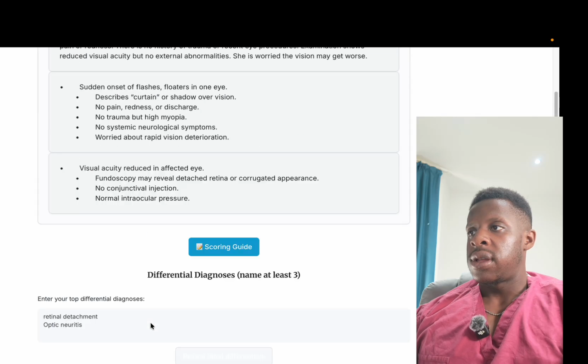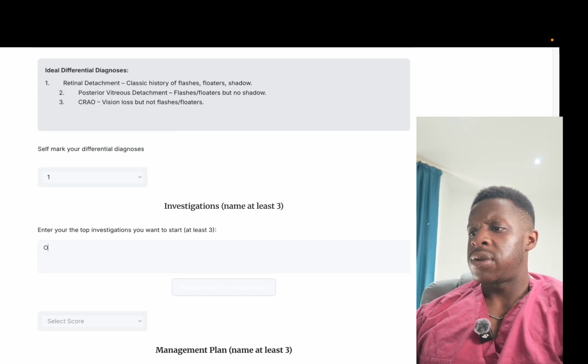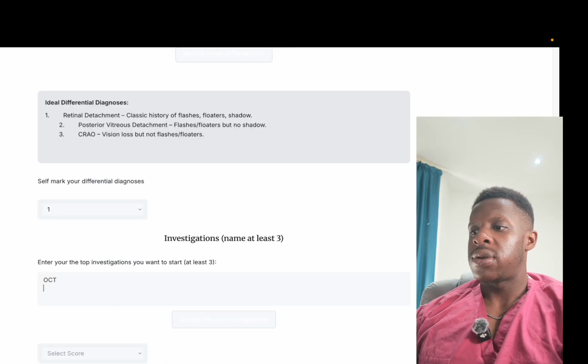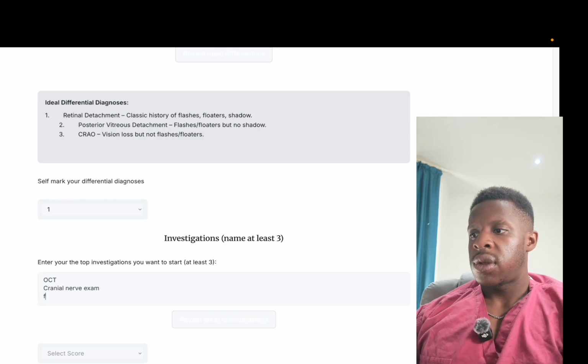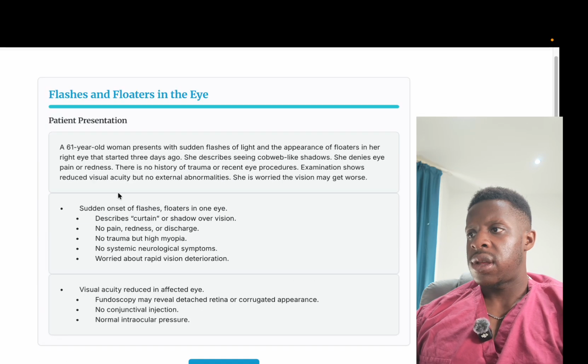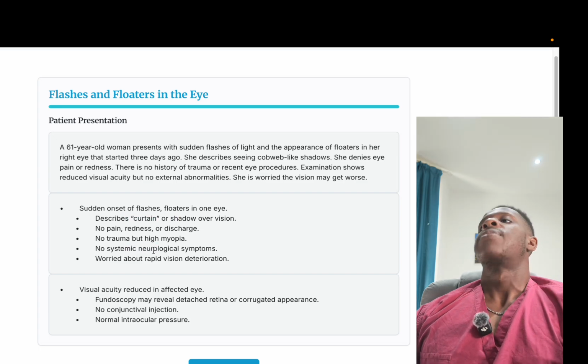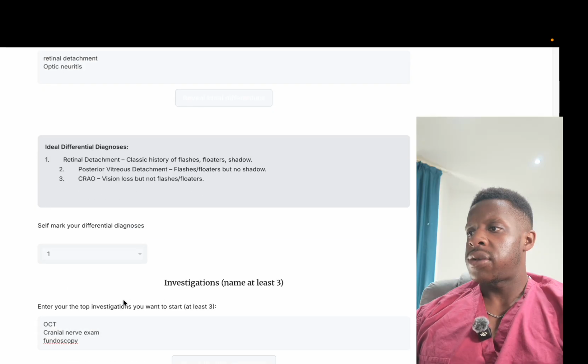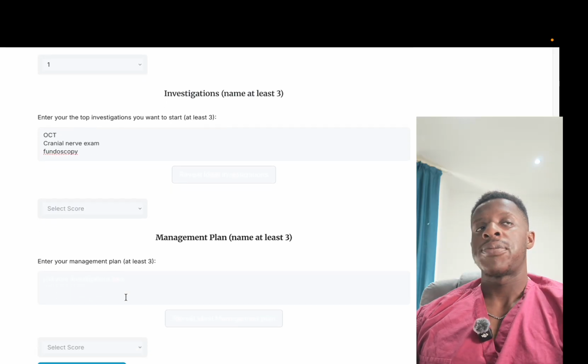Investigations for retinal detachment. I believe you probably need to do an OCT, just to make sure there's nothing else going on. I probably want to do a cranial nerve exam, and fundoscopy. Not worried about infection or anything like that. No trauma, pain or redness. I have not done this question in a while. What the fundoscopy may reveal. Yeah, I think that's pretty much what I can think of right now: fundoscopy, OCT, cranial nerve exam.